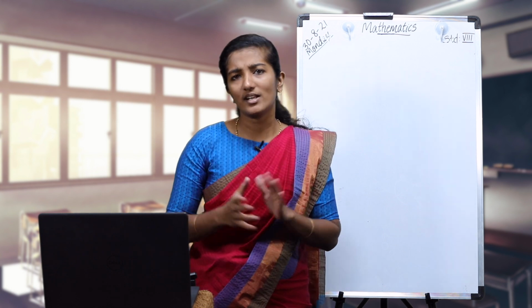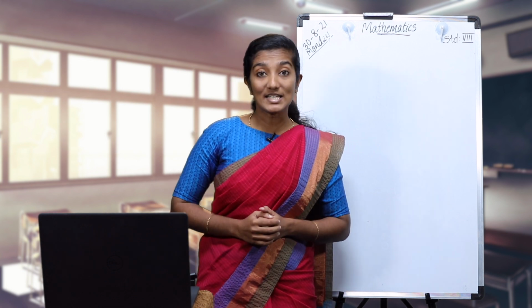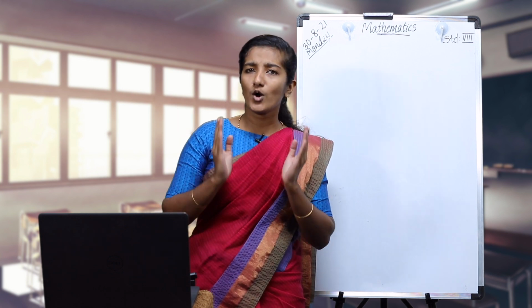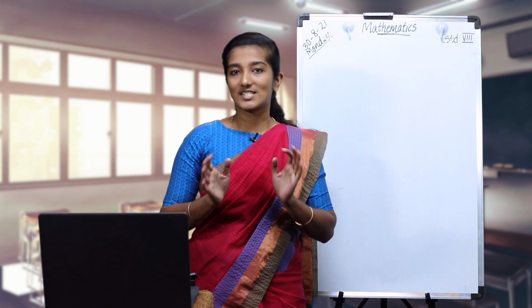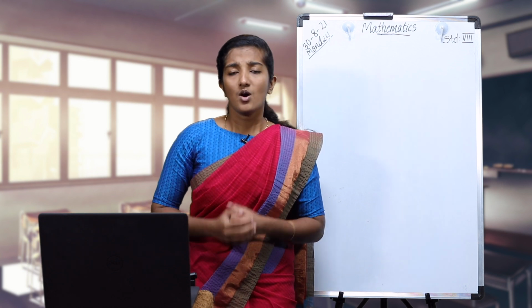Okay, can anyone define a polygon? What is the definition for a polygon? Very good. A polygon is a simple closed figure having 3 or more sides and all these sides are straight lines. Okay, then can anyone say what is the name of a three-sided polygon?